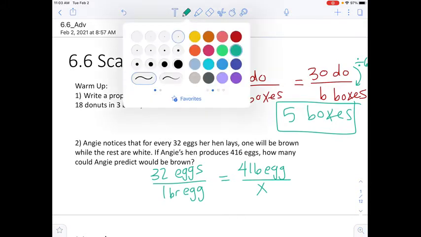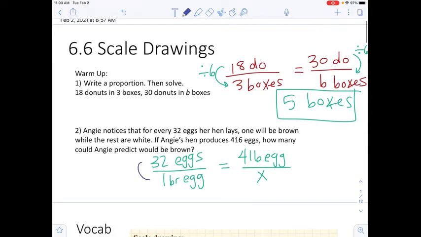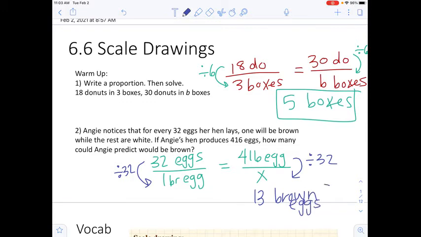We're going to figure out how many brown eggs there would be in that batch. So again, you could cross multiply, but actually I could do it this way: 32 divided by 32 is 1. So then I can take 416 divided by 32, and I get 13. So 13 brown eggs in that batch. Make sure that you add a label. If you were to use cross products, you should have gotten the same answer.